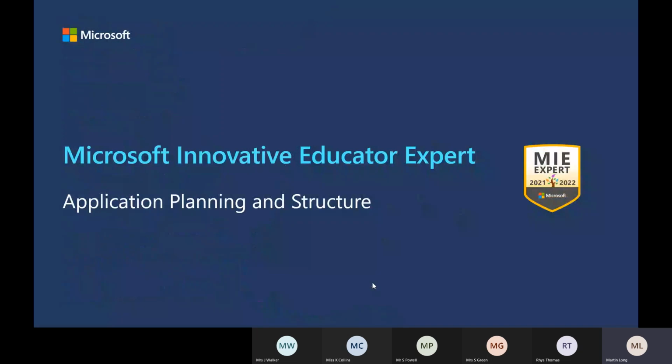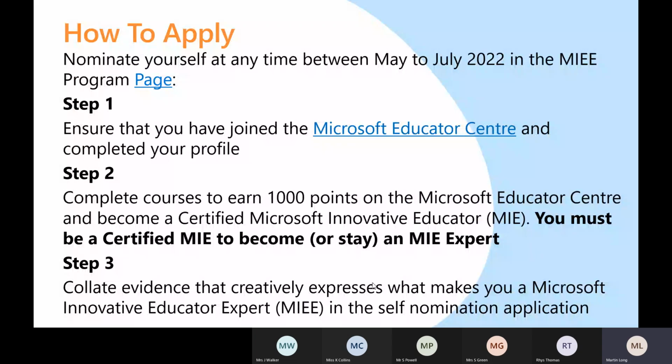The application itself, I've been through this a few times, but some people are still contacting me, so I'm just going to quickly go through it. You need to join the Microsoft Education Learn Center. I think most people that have been on these sessions have. I'll give you another code at the end of today that you can redeem, and then it will give you the 1,000 points if you haven't had time to do your own courses. That will give you MIE status, Microsoft Innovative Educator.